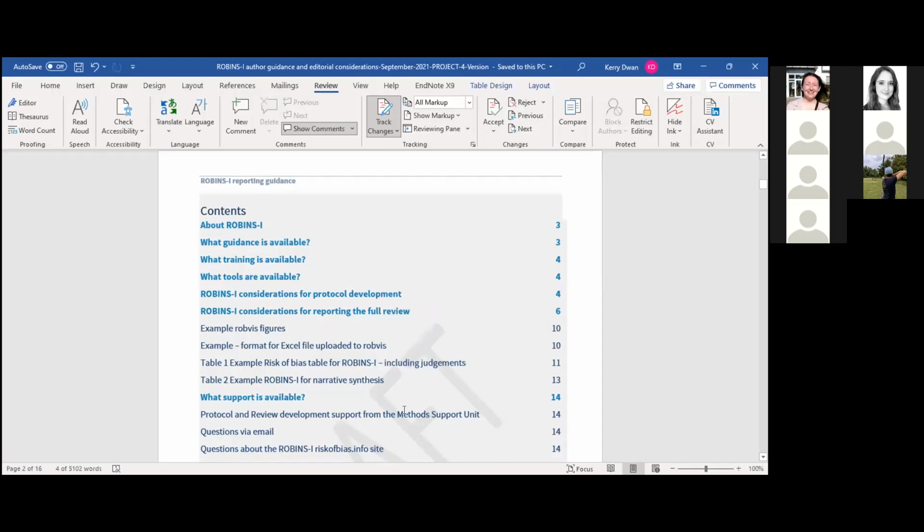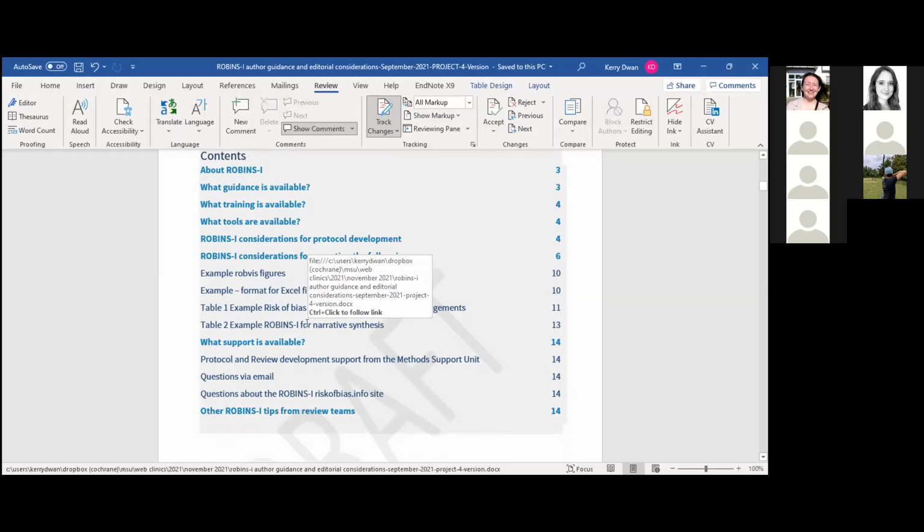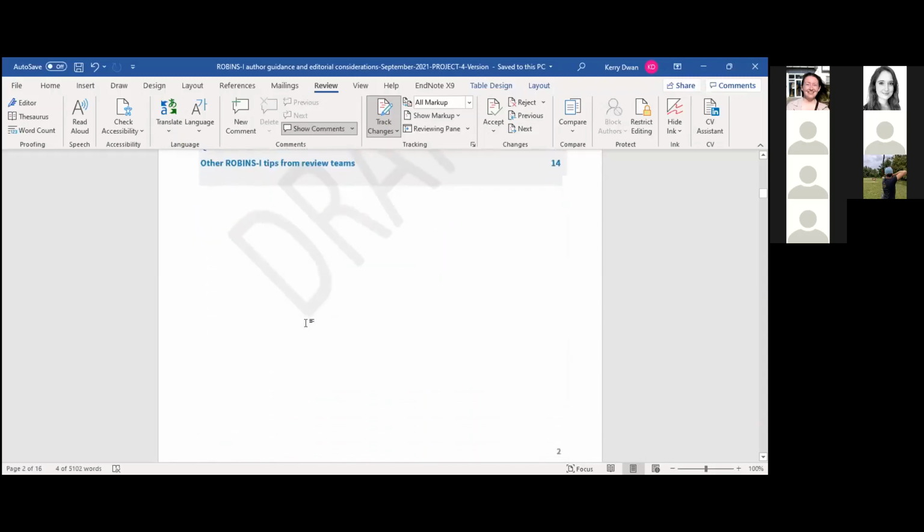But for now, we have this guidance, and we have given it to some author teams and editors to try and help them think about what they need for ROBINS-I. And we plan to make this available on Task Exchange in the next few weeks for people to have a look at and feedback. As I said, it's in draft format, so any feedback would be great, or any tips on how we can improve it.